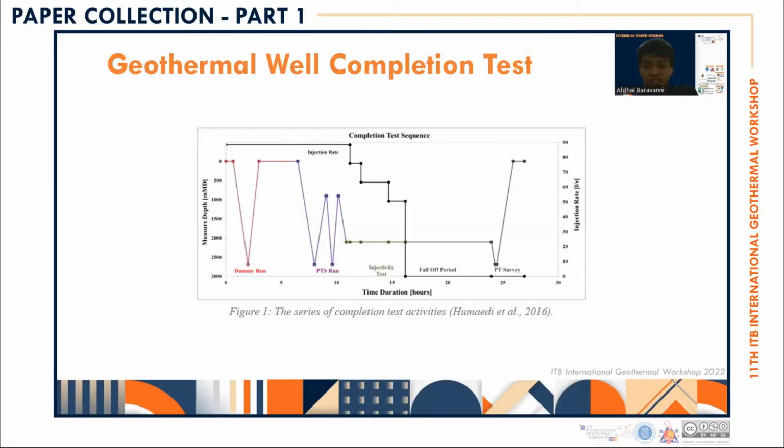After the drilling activity, a series of completion tests are carried out. This test aims to identify the depth of the main feed zone in the well to optimize the need for well intervention and help to predict well performance from its injectivity.